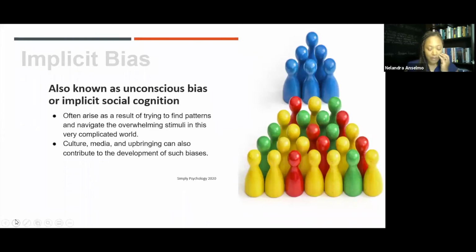So implicit bias, really, occurs automatically without us knowing it. It's also known as unconscious bias or implicit social cognition. And really, we can get this bias through a lot of different ways. Sometimes it's in our upbringing. It's in the groups of people that we hang around with or our social circles, in person or on social media for that matter. It's in media depictions and the ways that information is presented to us. We start to form opinions.